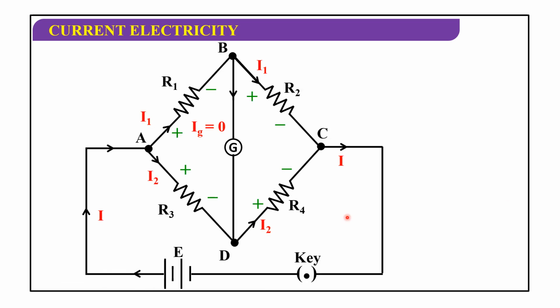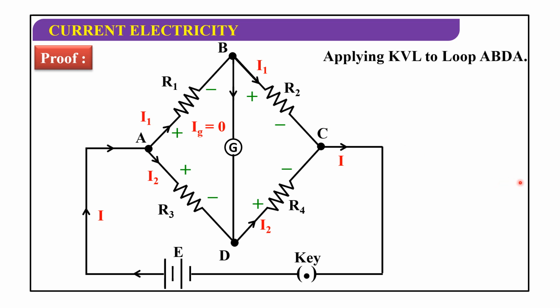Now see, your IG is 0 marked in red, and I1 flows through AB, I2 flows through AD. Plus and minus are marked here. So now the proof of Wheatstone's bridge principle.